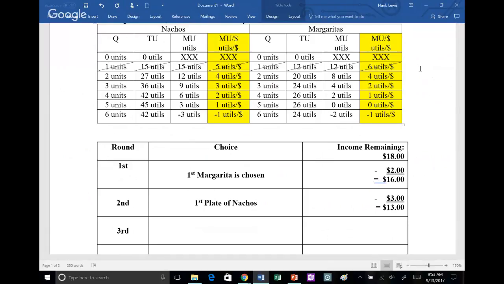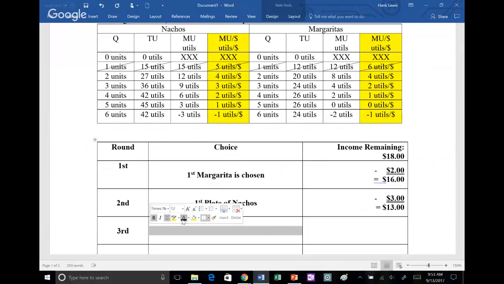How much money would the consumer have to buy 1 plate of nachos and 1 margarita? The guy could order it from the bartender or the waiter at that point in time, so it's not hard to order 2 things at the same time. $2 plus $3 equals $5. And notice they have $13. That's definitely $5 or more.